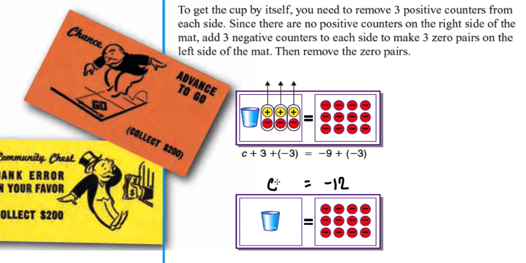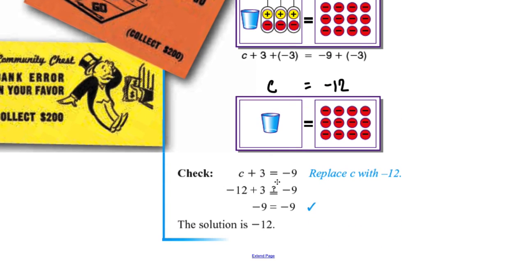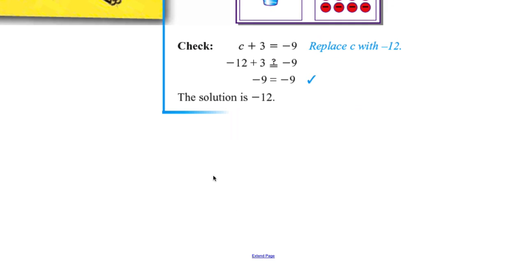Okay? Let me give you another example. Let's say you have 6 plus x is equal to negative 5. So 6 plus x is equal to negative 5. Again, if we use counters for this, you'll have 6 positive counters. And you will have the cup.